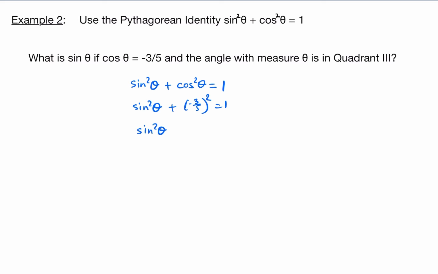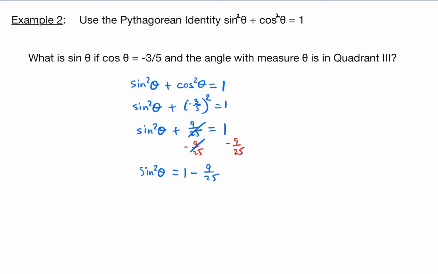Sine squared theta plus negative 3/5 squared works out to 9/25, and that is equal to 1. Now we're going to subtract 9/25 from both sides. And we get sine squared theta is equal to 1 minus 9/25, right? Because these cancel each other out.